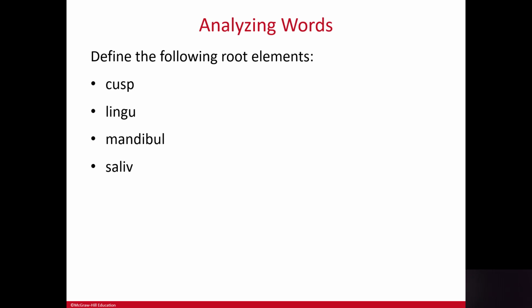All right, so let's look at some of these terms. Cusp, again, we said cusp just means that it's a point. So like the bicuspid means 2 points. Lingual, I think I already said, means tongue. Mandibulo or mandibule means the mandible, and salive refers to saliva. So if we're referring to something as salivary, that would be the adjective form of saliva.